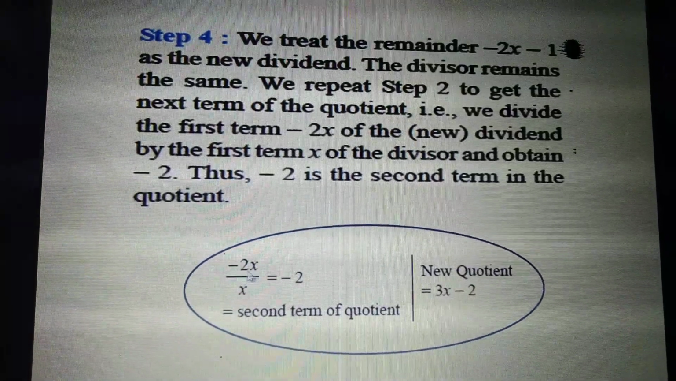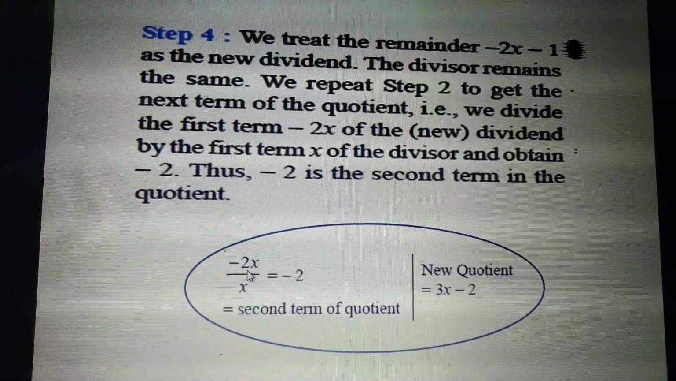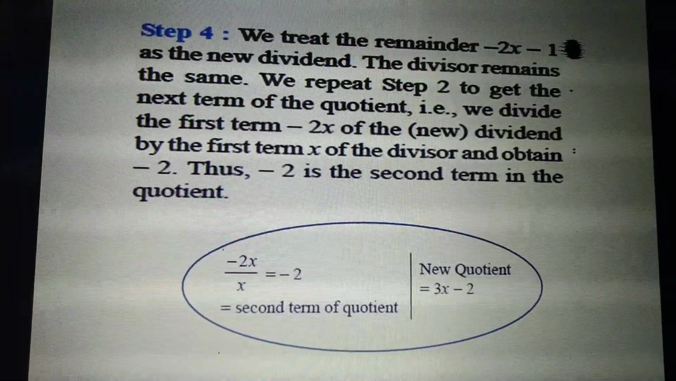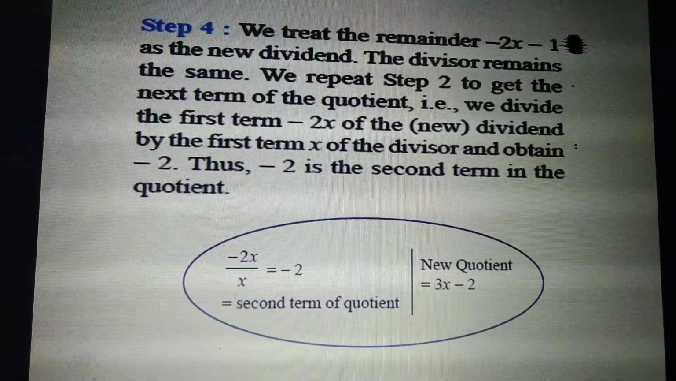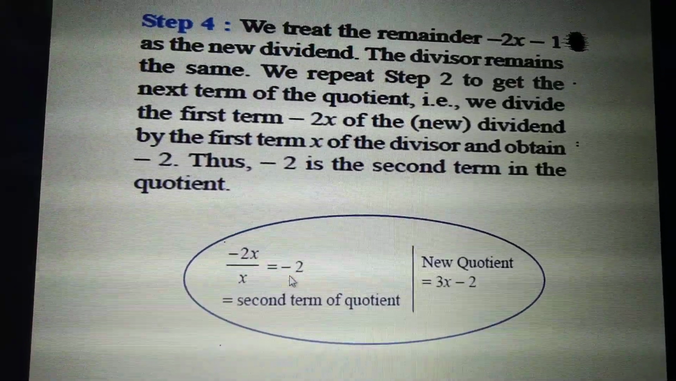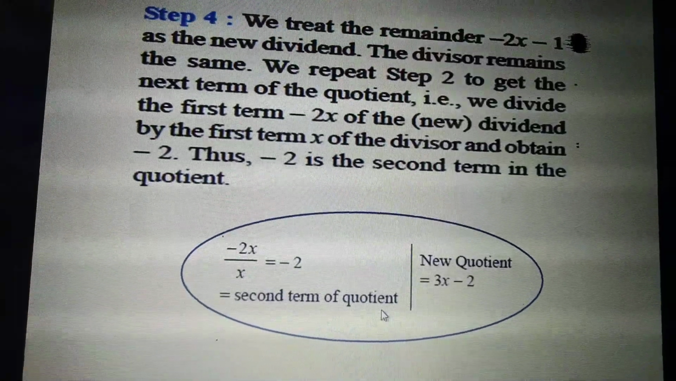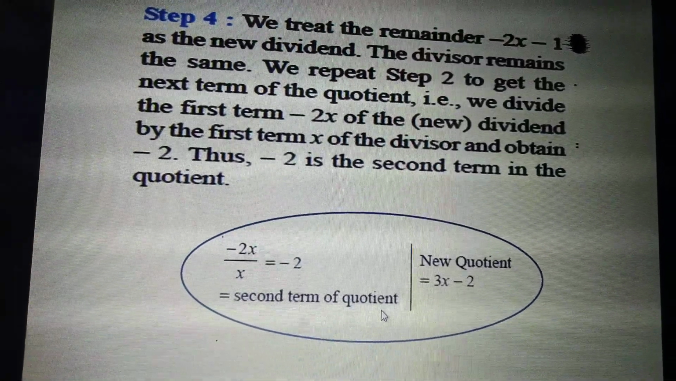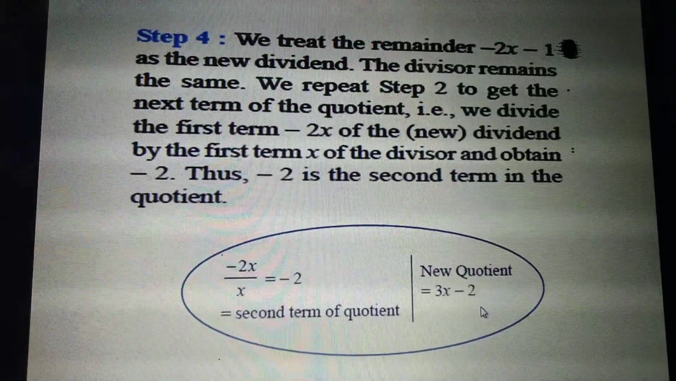Thus, minus 2 is the second term in the quotient. See here, minus 2x is the first term of the new dividend and x is the first term of the divisor. Divide these two, you will get minus 2. Minus 2 is the second term of the quotient. So the new quotient is 3x minus 2.